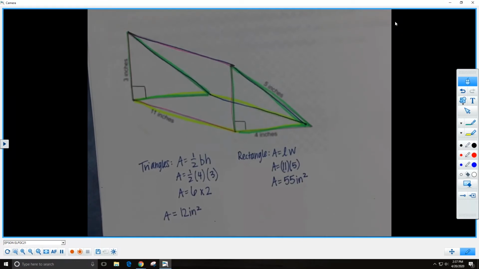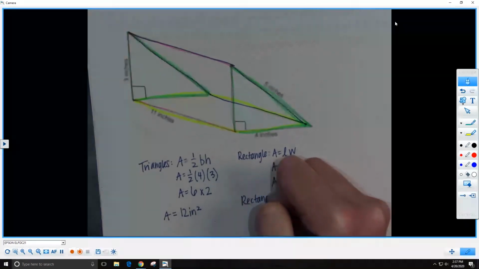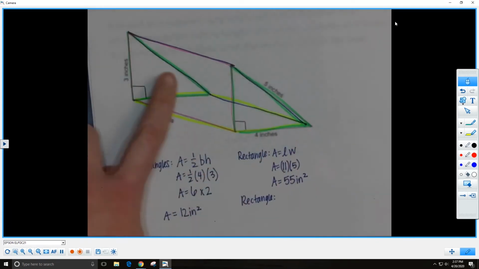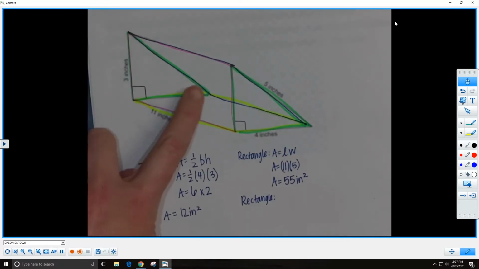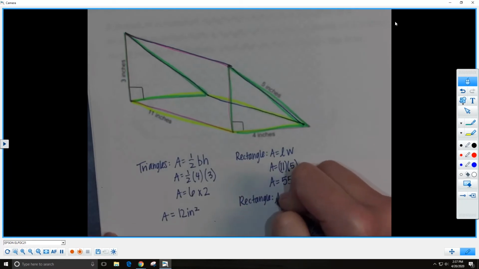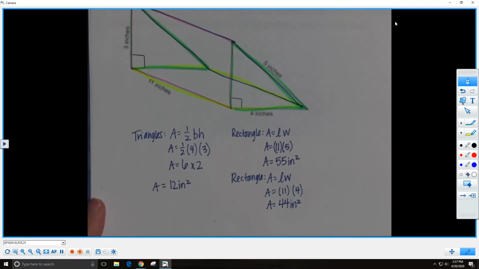Okay, we have another rectangle. That one was the blue rectangle. There's a yellow rectangle here, yellow rectangular face, and that one, again, we're going to do length times width. That one had a length, again, of 11 and a width of 4. So when we multiply 11 times 4, we get 44 square inches for that face.